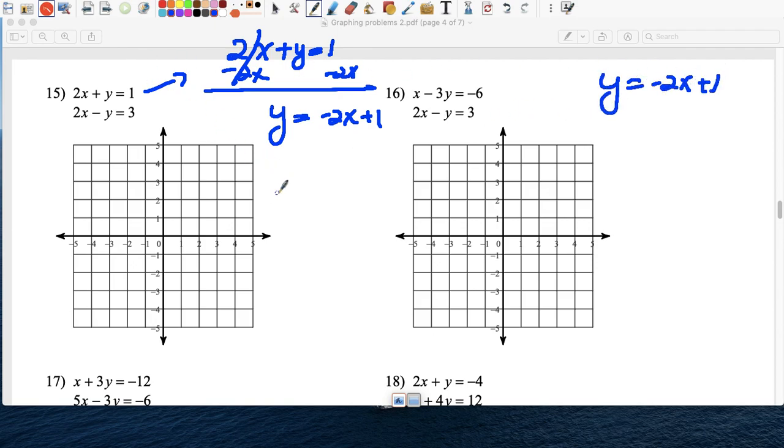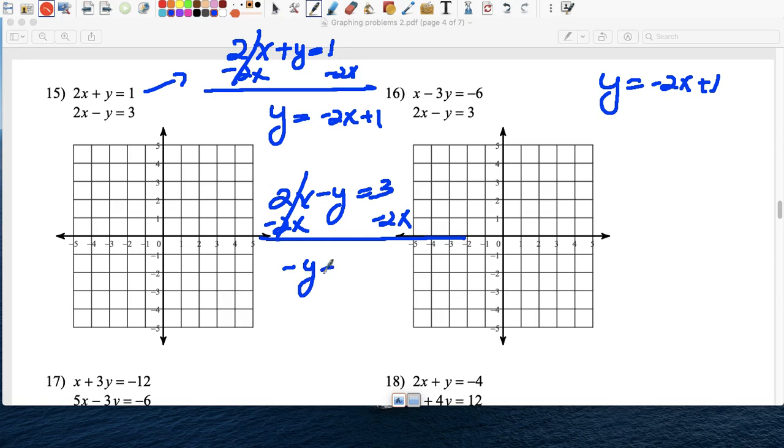The second one, we get 2x minus y equals 3. I'm going to do minus 2x, and then this goes away. I get negative y equals negative 2x plus 3. You can either multiply everything by negative 1 or divide everything by negative 1, whichever you want. So I'm going to divide this by negative 1, divide this by negative 1, and divide this by negative 1.